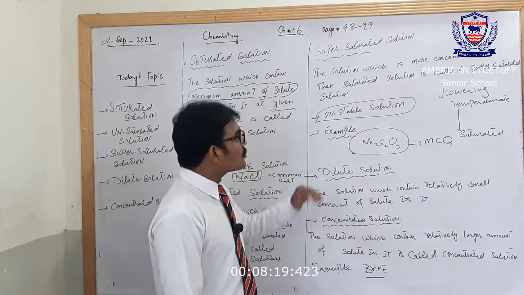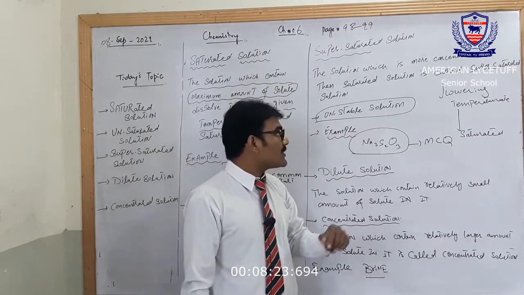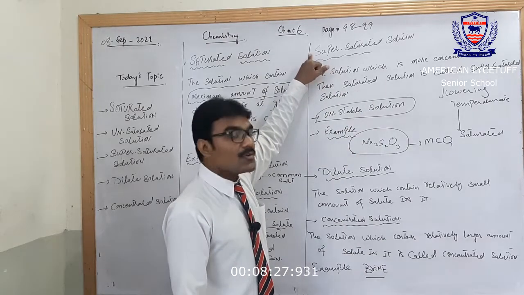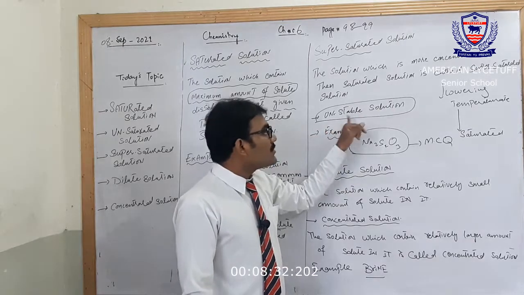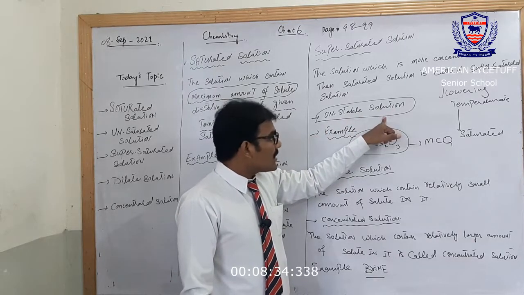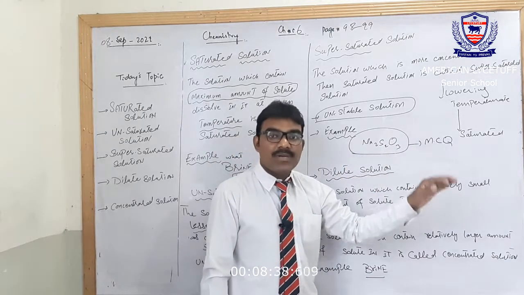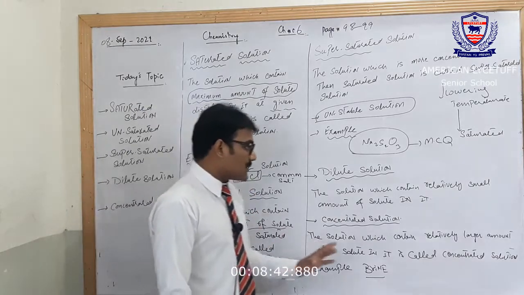So from unsaturated we discussed 2 short questions. One short question and 2 MCQs. The short question is the definition of supersaturated solution, and the MCQs are: supersaturated solution is an unstable solution, and the formula of sodium thiosulfate is Na2S2O3. The second last definition is dilute solution.